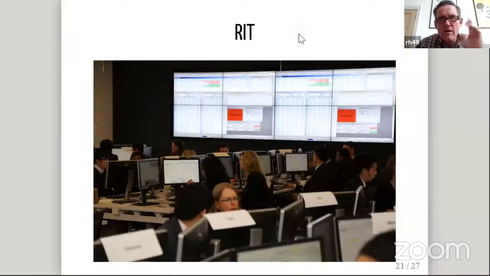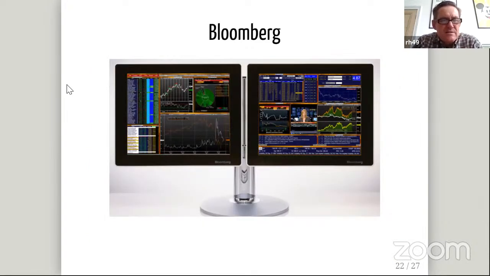Let me go back to the slides. So RIT was one of the things we looked at. And Bloomberg is the other one. This is the normal Bloomberg terminal set up with two screens so that people are allowed to collect all the information they want from the two screens and to use that as a way to drill down and do research on particular topics which are relevant to their studies.